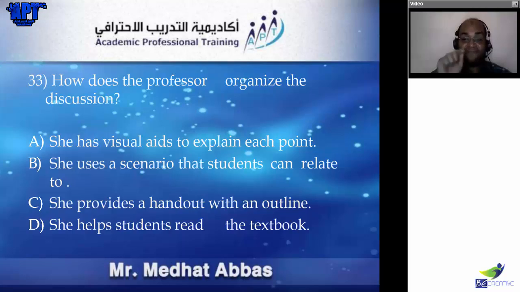I believe, yes, I tell you, it's very easy. She uses a scenario that students can relate to. When she started to explain the different types of mechanisms, she gave the students more scenarios, more stories, that might explain the terms of mechanisms or the distinction between different mechanisms. So the right answer for 33 is letter B. She uses a scenario that students can relate to.